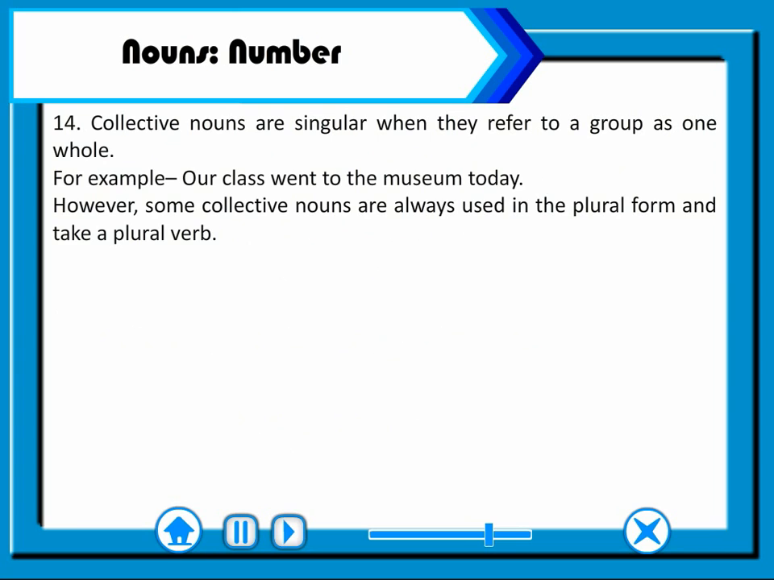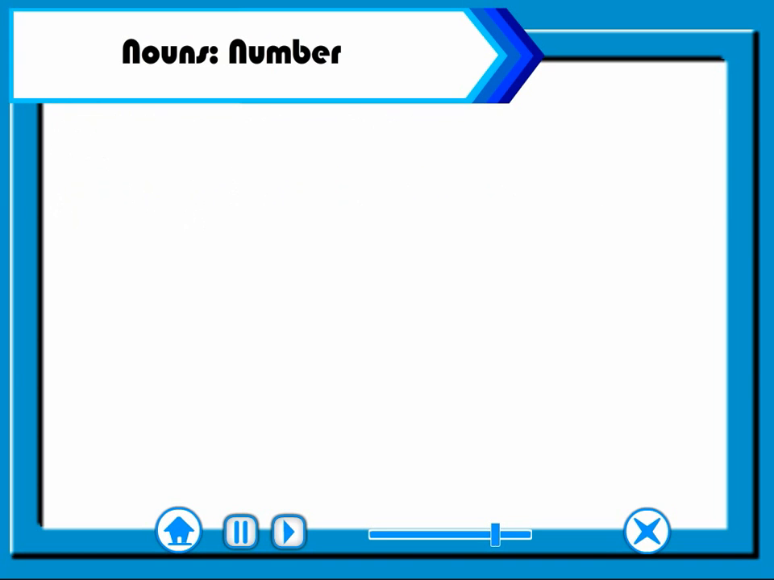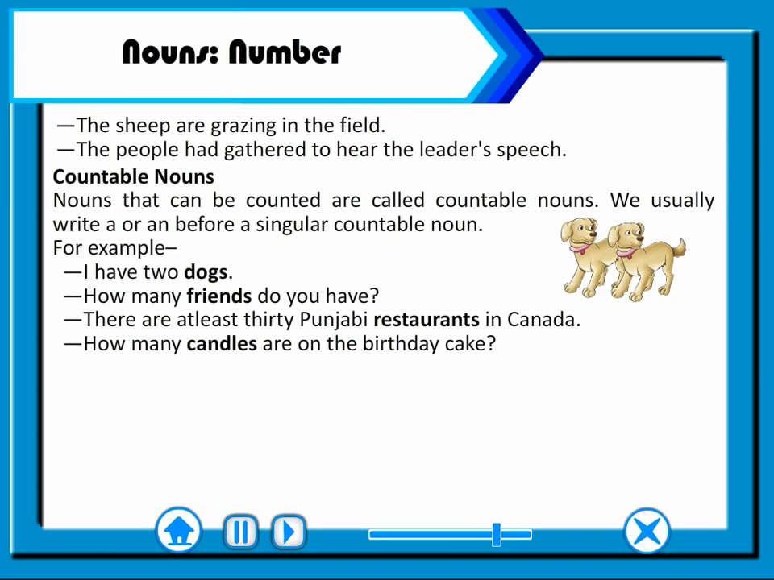Collective nouns are singular when they refer to a group as one whole. For example, our class went to the museum today. However, some collective nouns are always used in the plural form and take a plural verb. The sheep are grazing in the field. The people had gathered to hear the leader's speech.